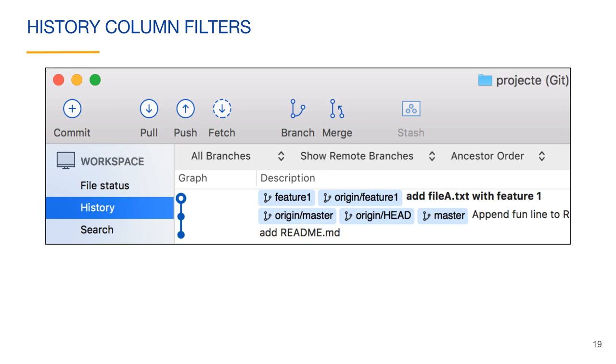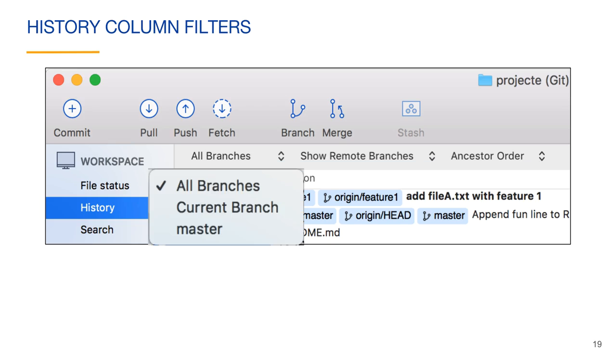If at any time the commit graph does not look like what you are expecting, you might want to check the column filters to make sure that you're displaying what you want. You can see 3 filters here. The first says All Branches. This is the default setting. You can change this to view the current branch or any branch in the repository.